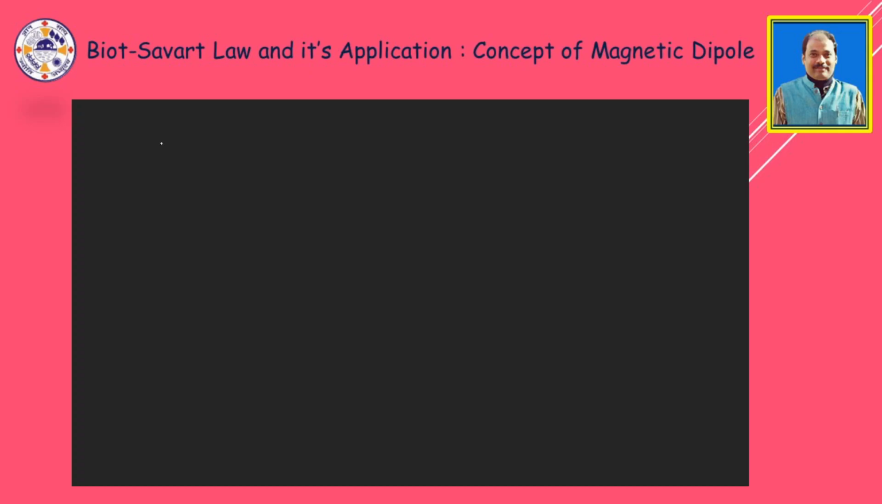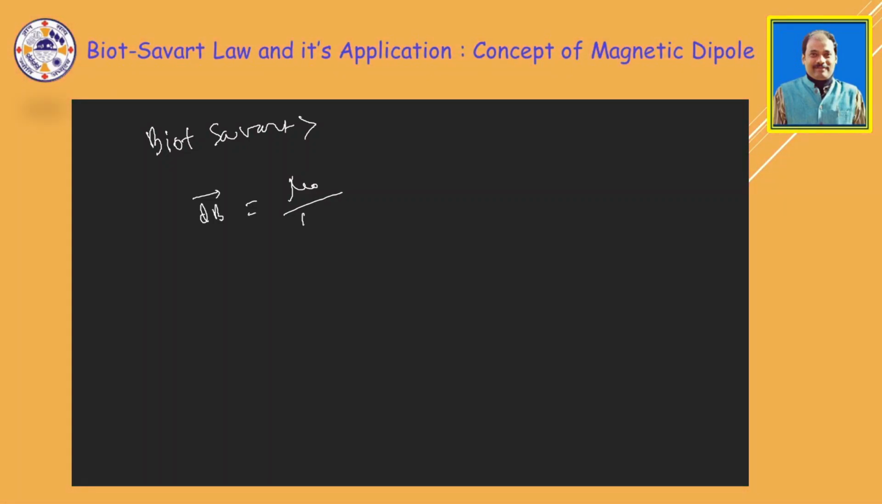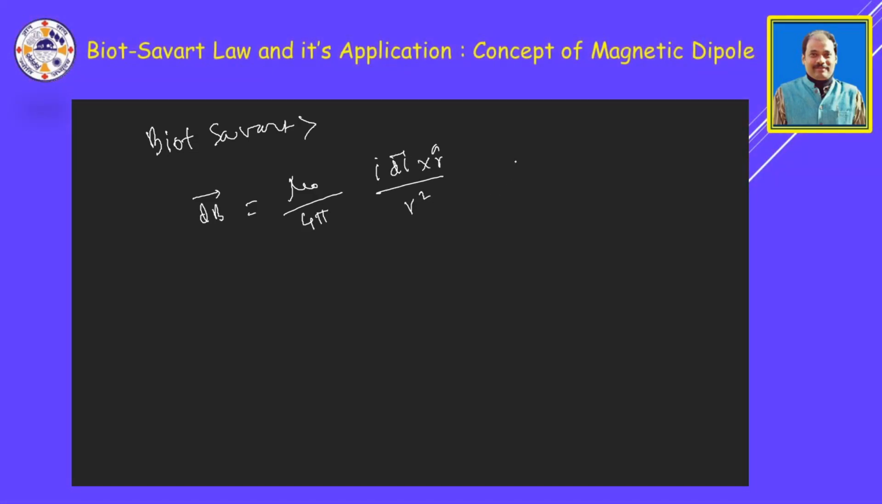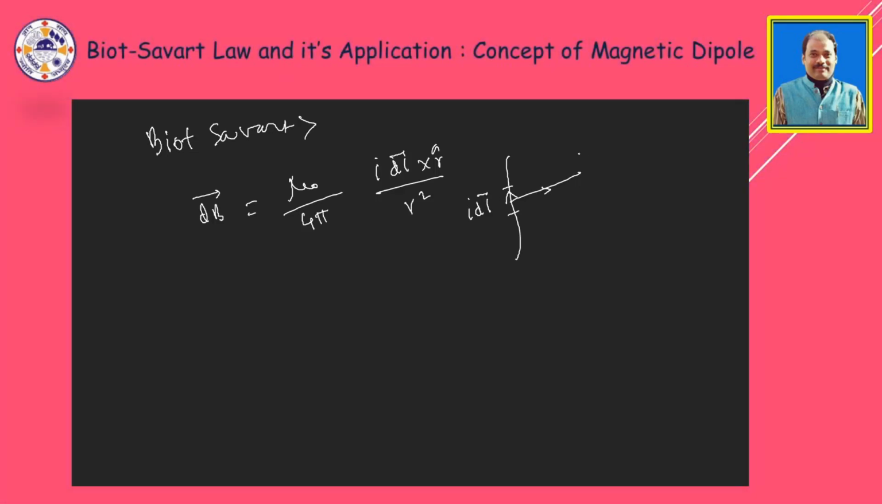Now, according to Biot-Savart law, the magnetic field due to a current element IDL at a field point P, which is at a distance r, can be written as mu0 by 4 pi IDL cross r hat divided by r square. Now, one thing you should remember that this magnetic field B is perpendicular to the plane which contains the current element IDL and the field point P.